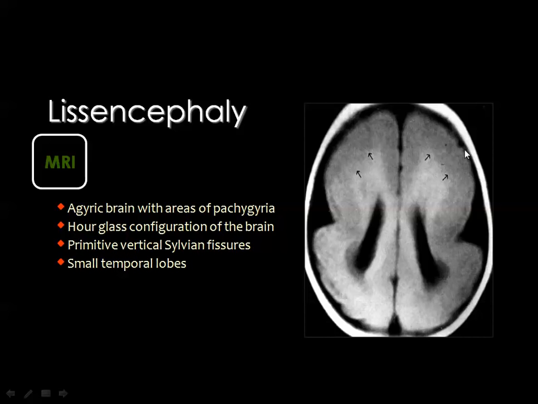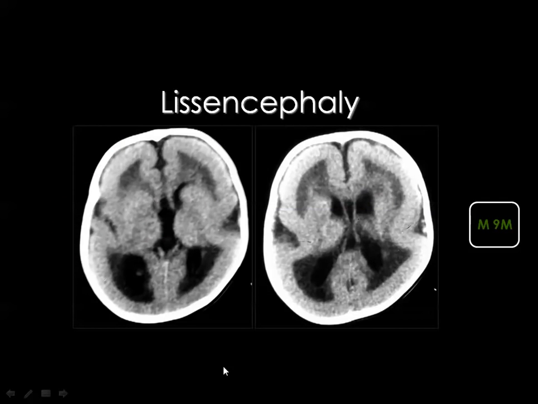You see that the cortex is very thick. You know, the thickness of the cortex is about 2 or 3 millimeters, but here the cortex is more than 1 centimeter. You do not see any sulci or gyri on the surface of the brain, but you see the small vertically oriented sylvian fissures. And here is a case of a 9 months old boy.